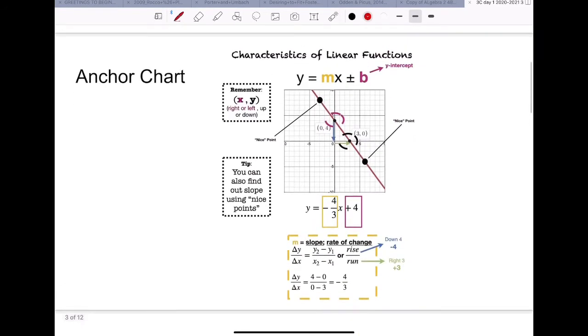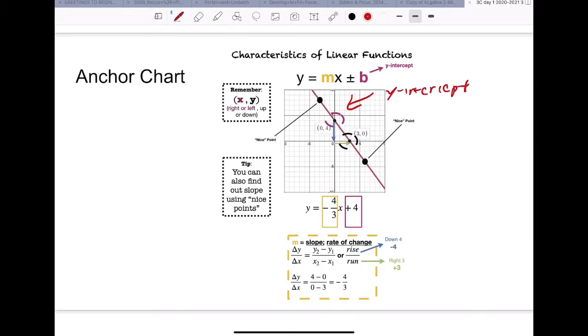All right, so here's your anchor chart. Go ahead and pause the video if you want to just look at it. Just remembering stuff from last year, the B is always going to represent your y-intercept. So when you go here and you see this line, right here, that is your y-intercept. I'm just going to label that right there.